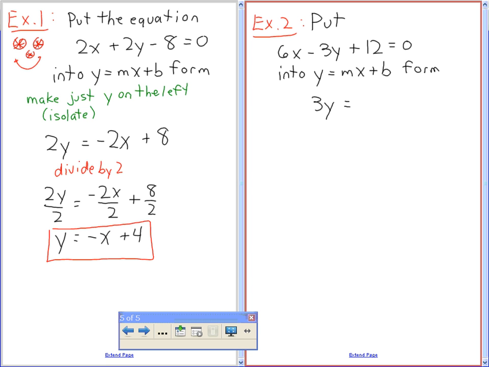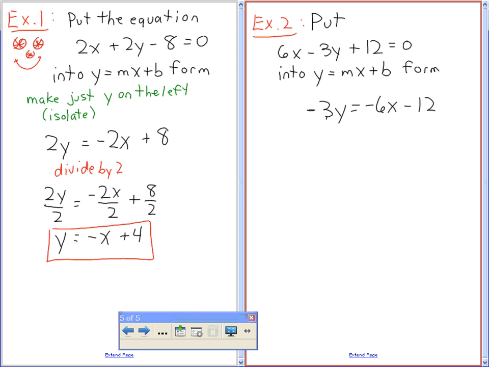3y equals minus 6x. Negative or minus 12. He is so close, but he forgot one thing. What did he forget, Hannah? The only thing he forgot is the negative 6 there.